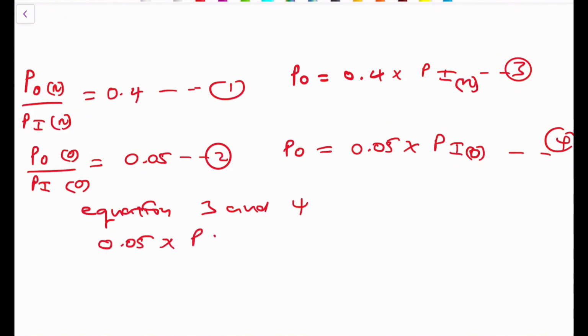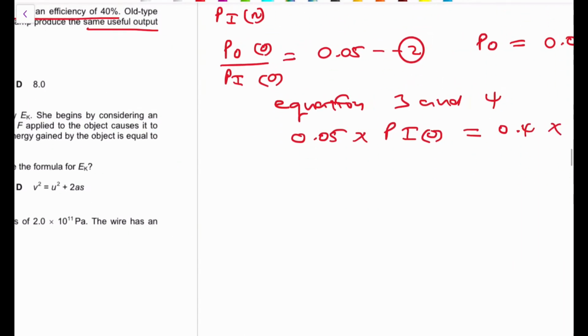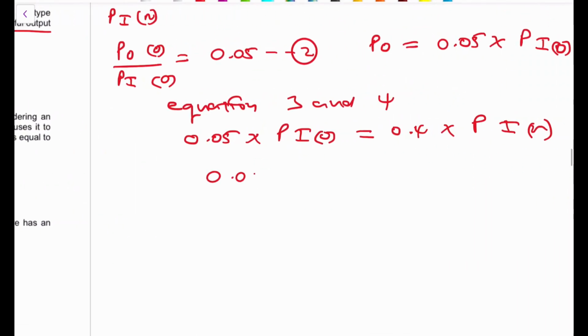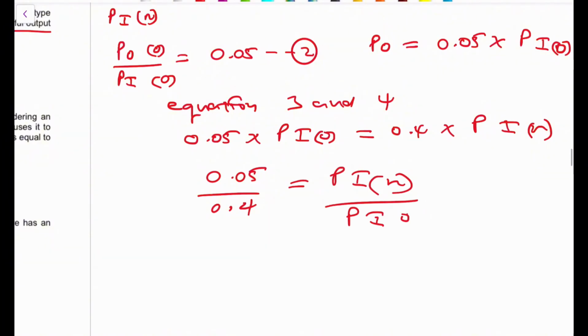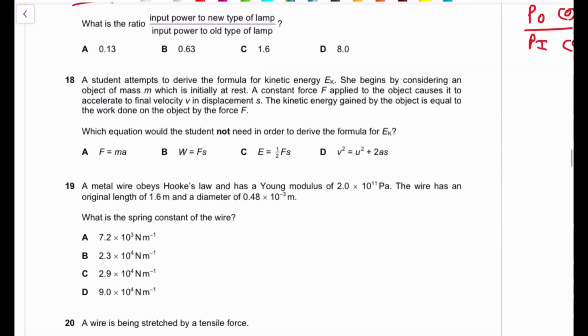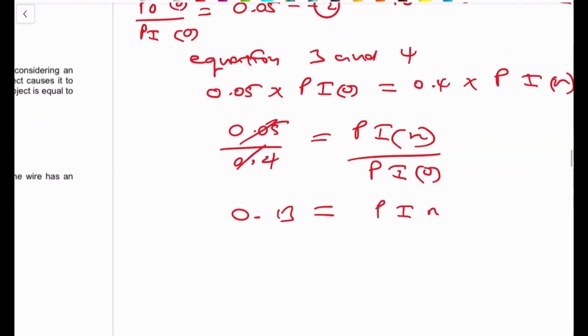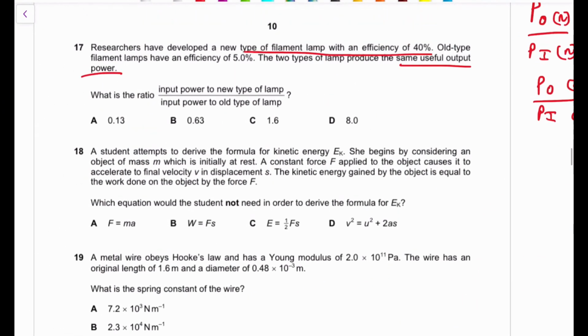0.05 times power in for old is equivalent to 0.4 times power in for new. My question wanted me to find power in for new over power in for old. So 0.05 divided by 0.4 is equivalent to power in for new divided by power in for old. So these two cancel out, and I'll be left with a ratio of approximately 0.13. This is power in for new divided by power in for old, and the answer is A.